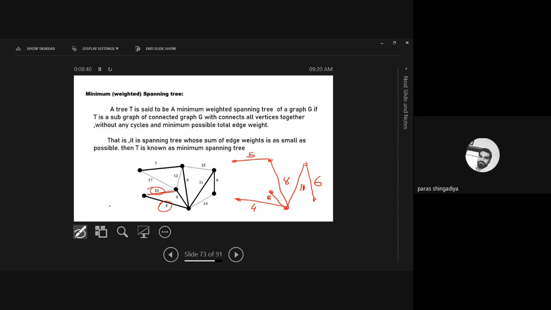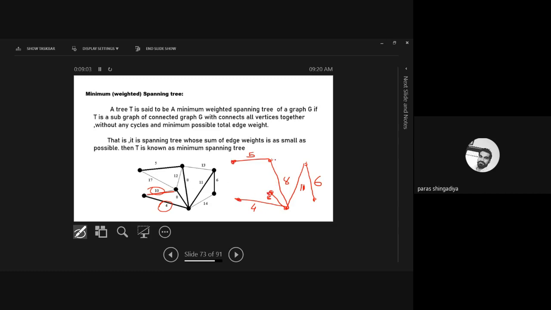Okay, and there is no cycle between any two vertices. Clear? And then after that you check the remaining edges; you cannot include them in your graph. Okay, 11, then 13, 12, 17, 14. If you include those, they create a closed walk. Clear? So this bold line is our minimum weighted spanning tree.